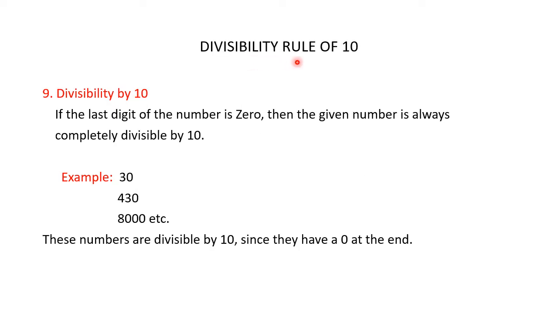Divisibility rule of 10. If the last digit of the number is 0, then the given number is always completely divisible by 10. Consider the number 30. The last digit is 0, so 30 is divisible by 10. Consider the number 430. The last digit is 0, so 430 is divisible by 10. Consider the number 8000. The last digit is 0. So 8000 is divisible by 10.